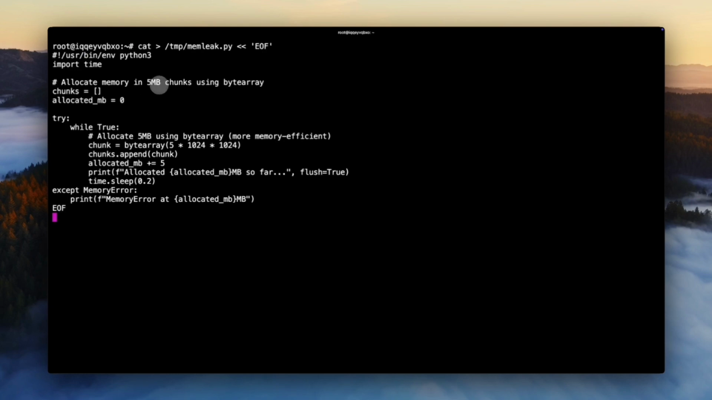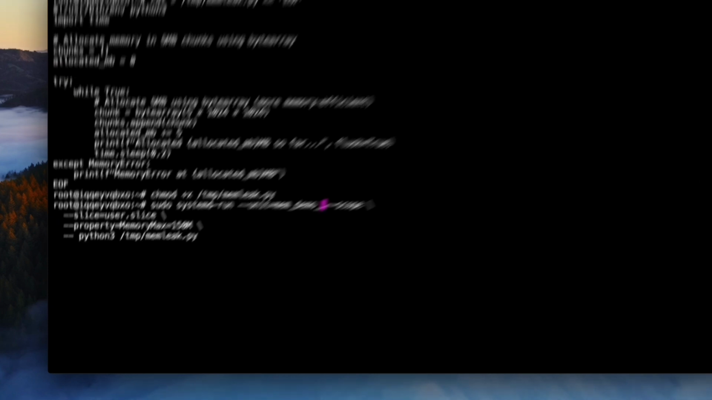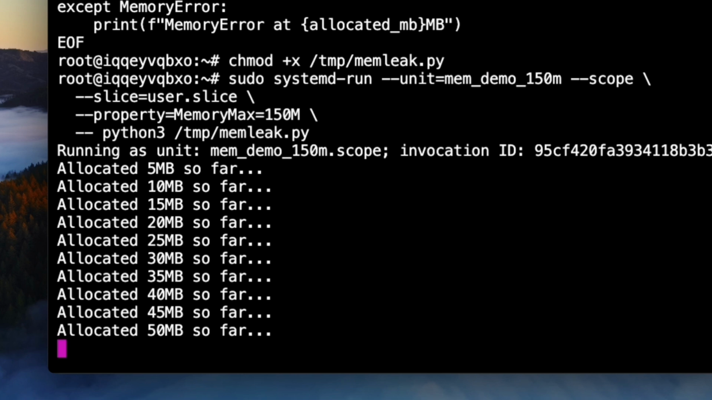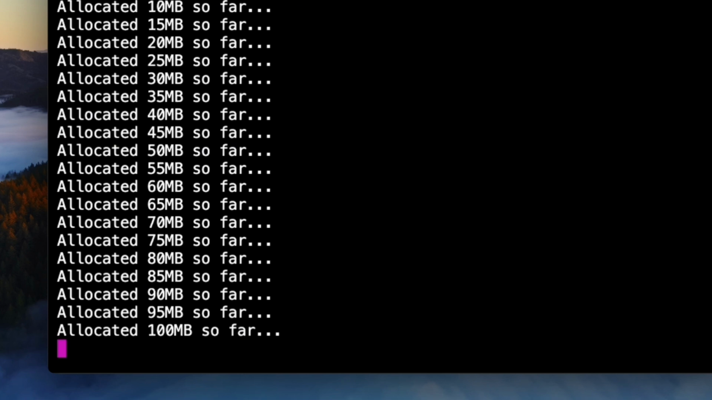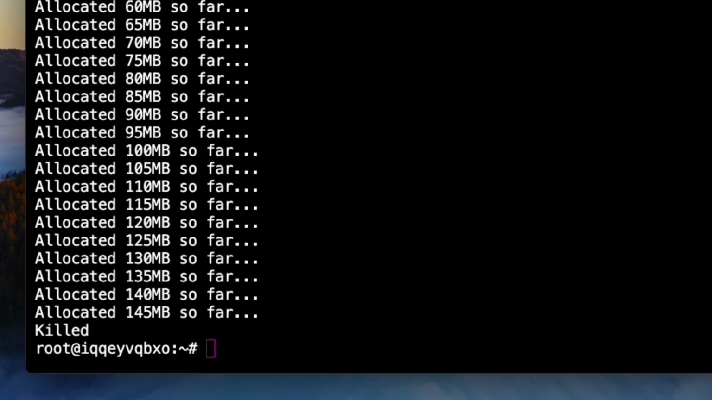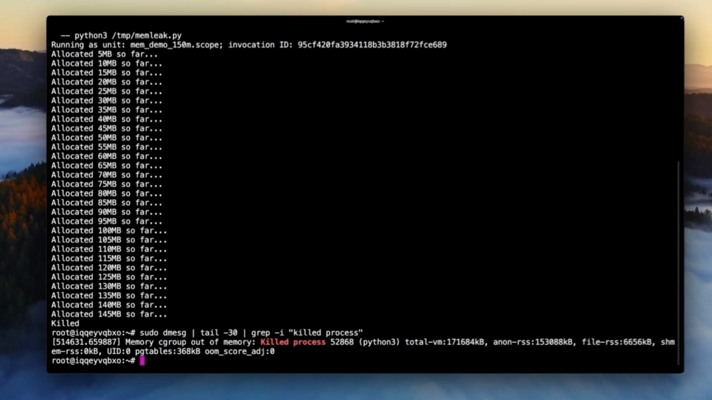We'll use byte array, which is more memory efficient. Then we will run the script with a memory limit and see what will happen. The script kept allocating memory in chunks, and when it exceeded the limit, the kernel killed it immediately. And the cgroup is cleaned up after the process dies, so let's check dmesg instead. And we see the log about OOM.